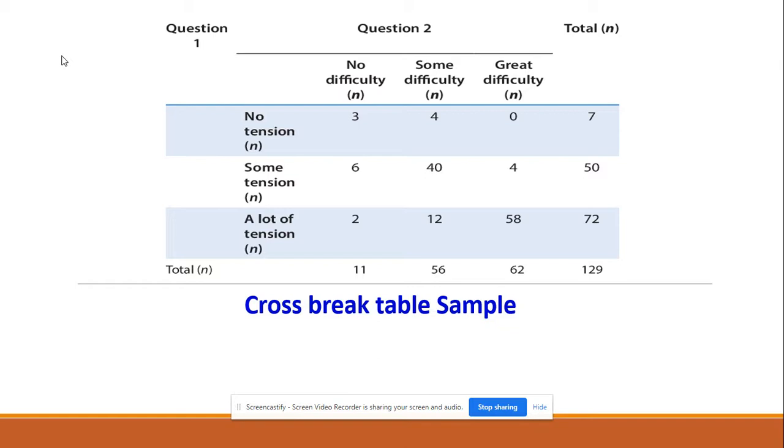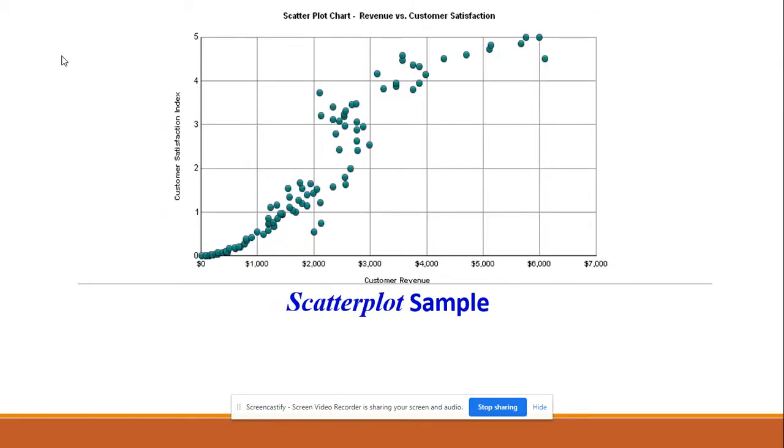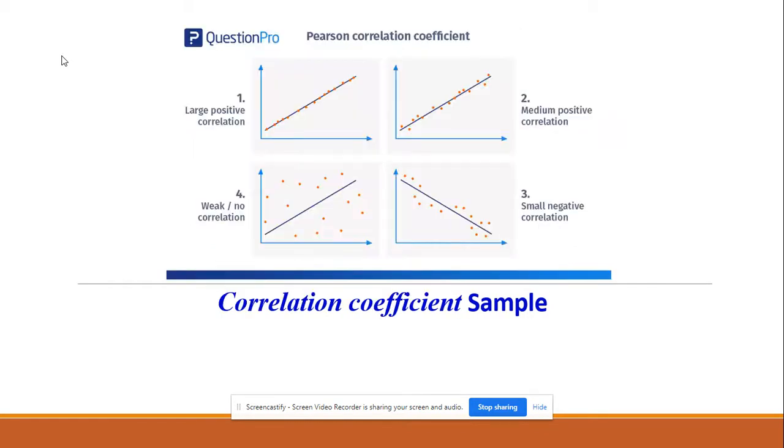So this one is called a cross-break table of the causal comparative research. That is how the researcher analyzes the data, and this kind of data is called a cross-break table. This one is the scatter plot used by the correlational researcher, and the last one is also for the correlational researcher as well, and this is called a correlation coefficient sample.